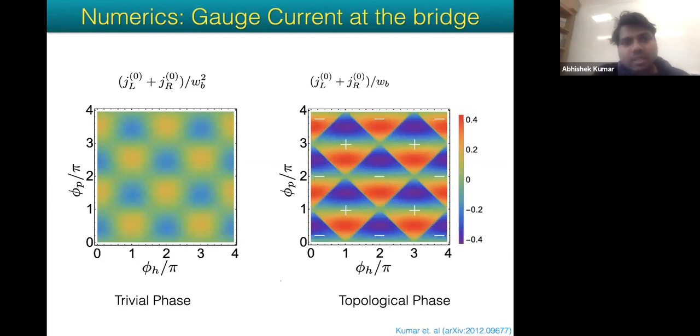We can also plot the total gauge current at the bridge, JL plus JR. In this case, we can see that in the trivial case there is no discontinuity, but in the topological case we see this discontinuity because of the parity change. And this plus minus shows the parity of the system with respect to phi h and phi p.